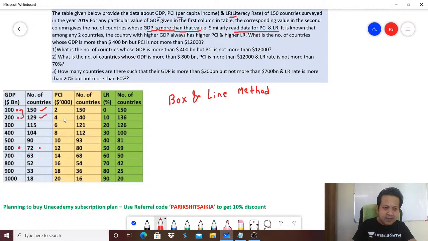So can I take an example? Let's look at this number 4. What does this indicate? Out of all the surveyed countries, there are a total of 140 countries whose PCI is more than 4,000. Why do I say 4? Because you see these numbers are in 1,000. Similarly, if you look at this number, let's say 18, what does it indicate? There are a total of 36 countries in the world whose PCI is more than 18,000. And the same for LR. So if you have this 50, what will this 50 indicate? There are a total of 69 countries in the world whose literacy rate is greater than 50%. So I think you understand how to read this graph.